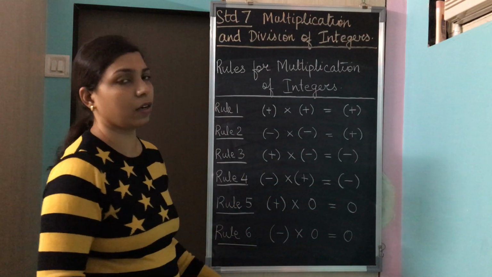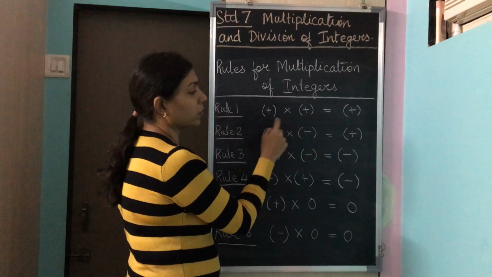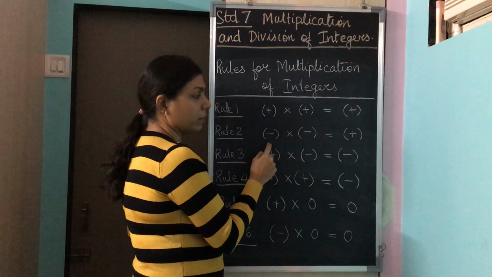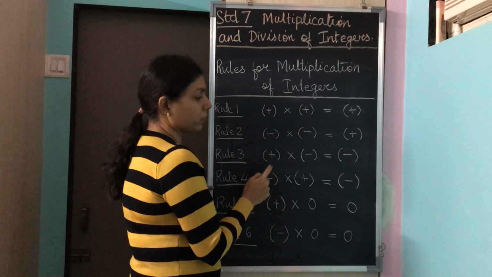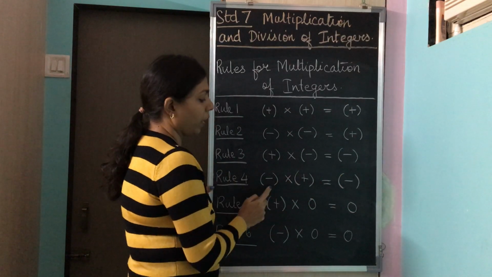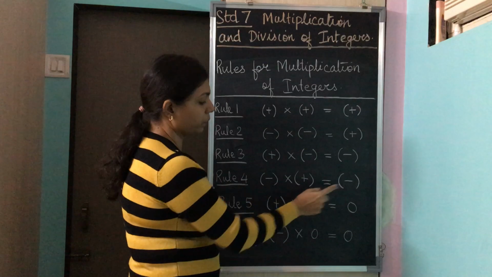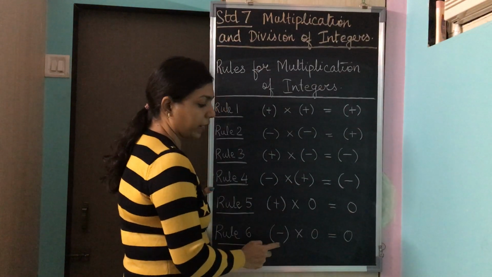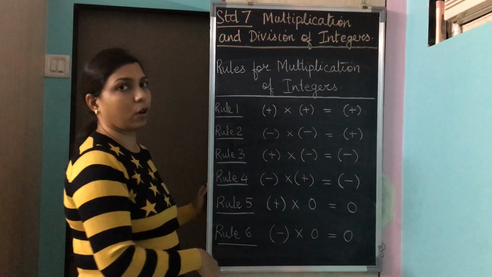Okay, so I'll just repeat this once again. Positive multiplied by positive will give you a positive answer. Negative multiplied by negative will give you a positive answer. Positive multiplied by negative will give you a negative answer. Negative multiplied by positive will give you a negative answer. Positive multiplied by 0 will give you 0, and negative multiplied by 0 will also give you 0. Please copy this down, students.